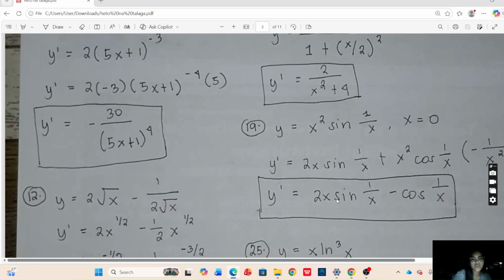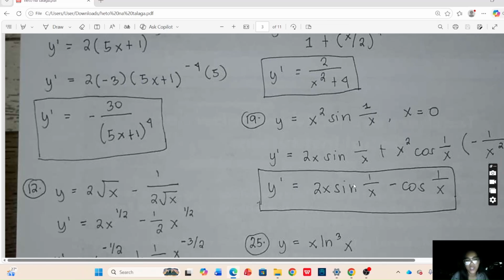So let's proceed to problem number 19. We have the function of x squared multiplied by sine 1 over x, as x is not equal to 0. So in this, we have to use the product rule. So differentiate x squared to obtain 2x.